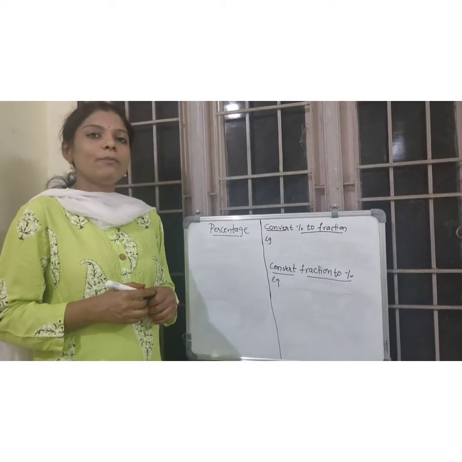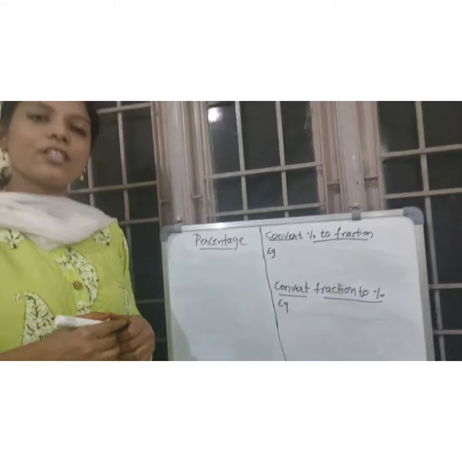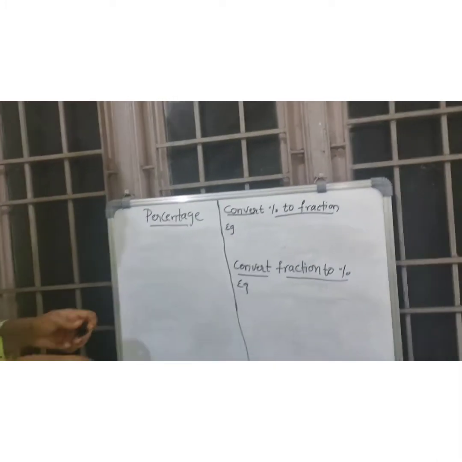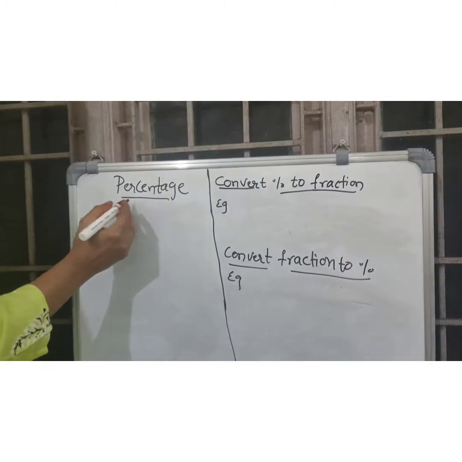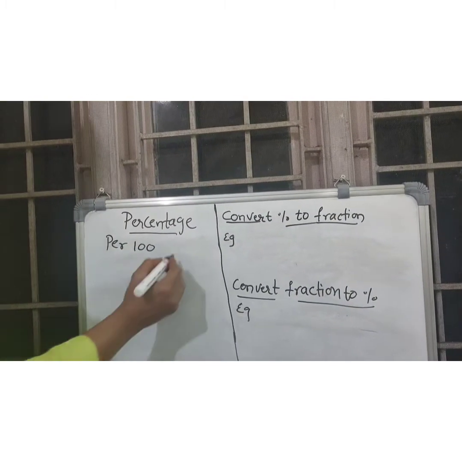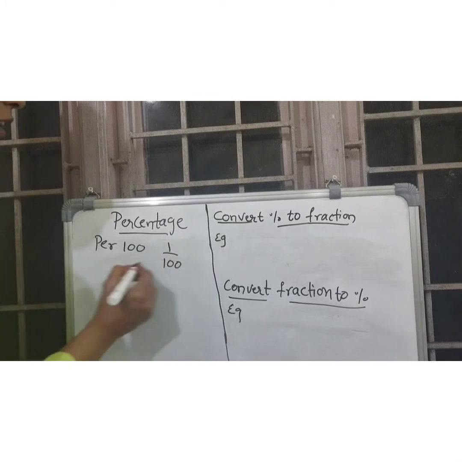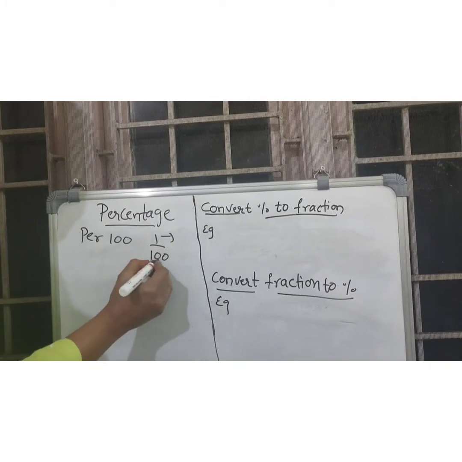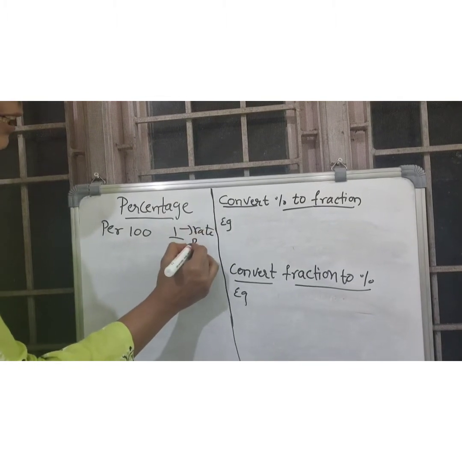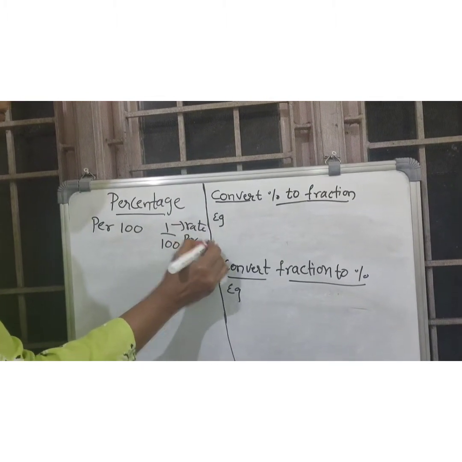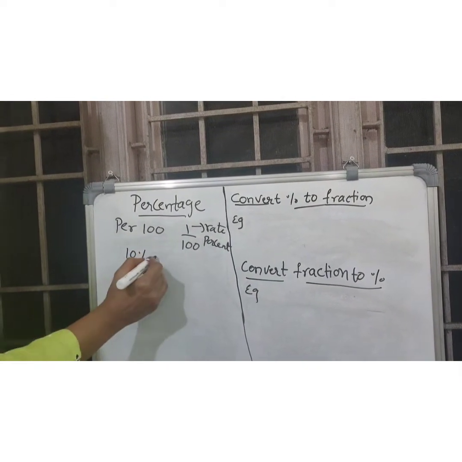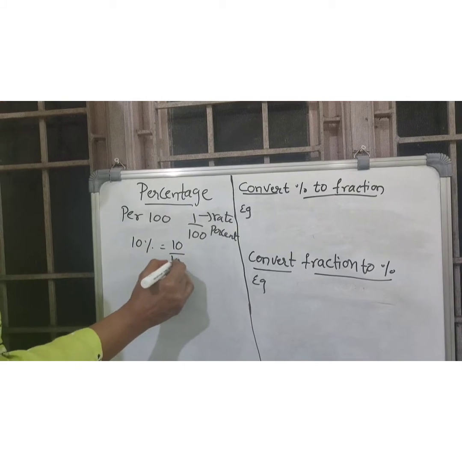Percentages. So before going into more problems, first we will look into the basics. Okay, so what is percentage? Percent means per 100. It is a fraction, that is 1 by 100, where the denominator is 100 and the numerator is the rate percent. For example, if we say 10%, that is 10 by 100.